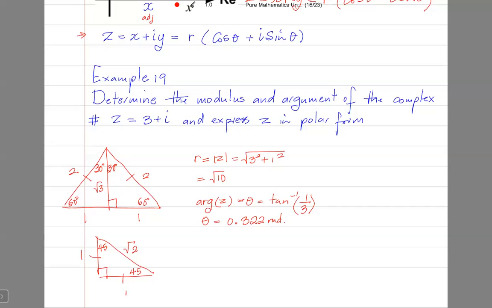All right, so the complex number z, which is 3 plus i, can be written as root 10, which is r, open bracket, cosine of 0.322 plus i sine 0.322.